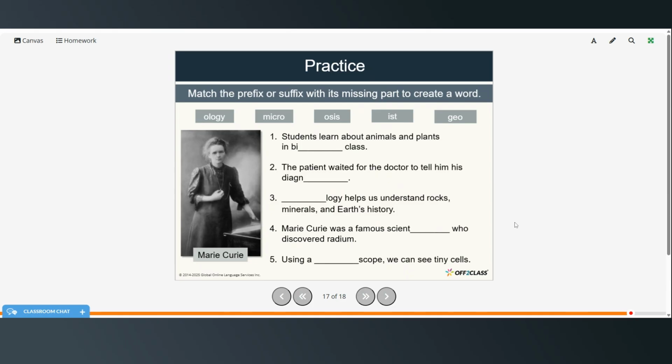All right, so now match the prefix or suffix with its missing part to create a word. Again, you can pause these, try them on your own, and then restart when you're ready to check your answers. So students learn about animals and plants in biology class. The patient waited for the doctor to tell him his diagnosis.